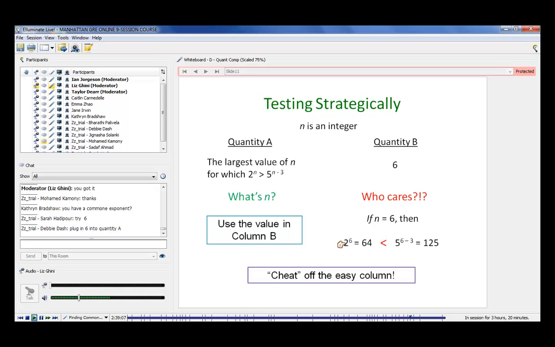Okay, so then I just have to calculate. 2 to the 6, that's 64. 5 to the 6 minus 3, that's 5 to the 3rd, that's 125.